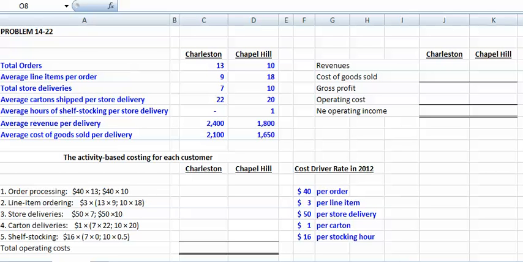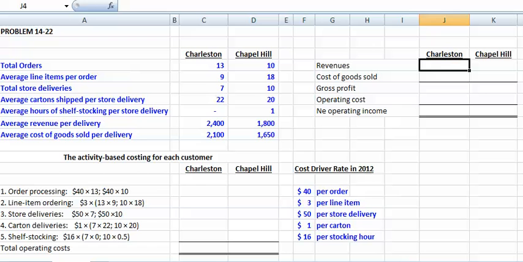It costs us $40 per order, $3 per line item on an order, $50 per delivery that we make to each store, $1 for every carton we deliver to a store, and $16 per hour when we're stocking shelves. So let's go ahead and calculate the profitability of each one of these customers. Let's begin with our revenues.